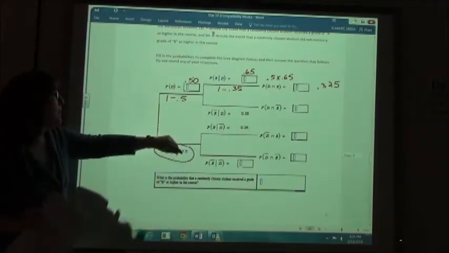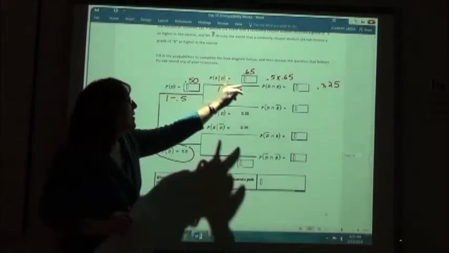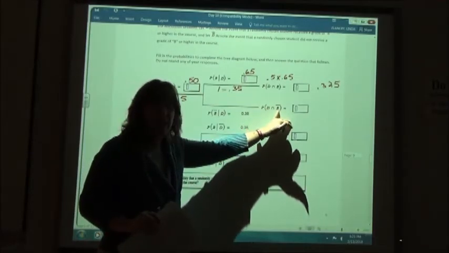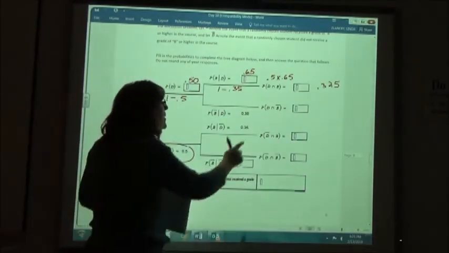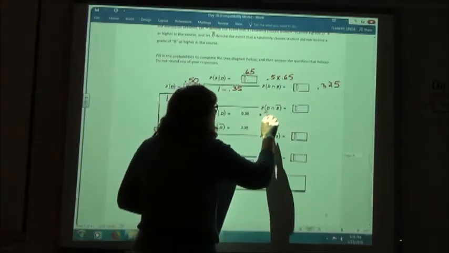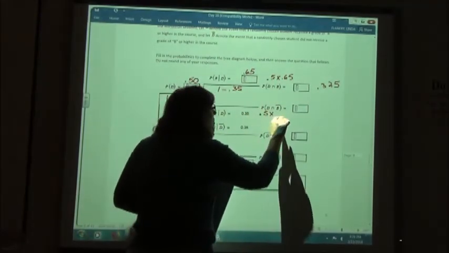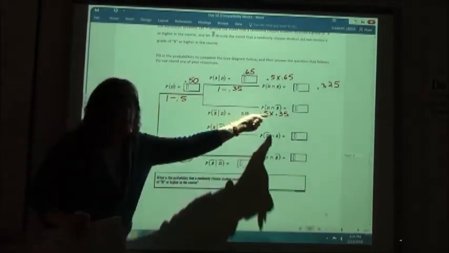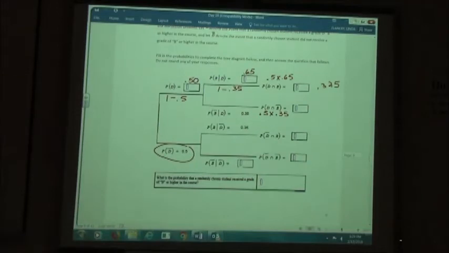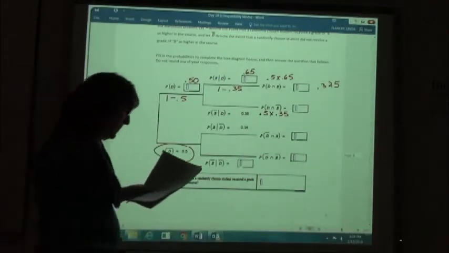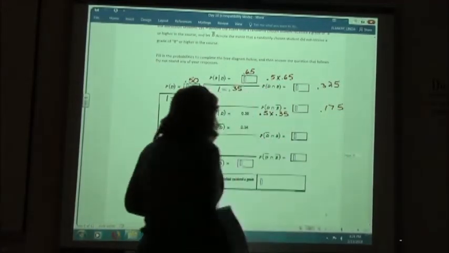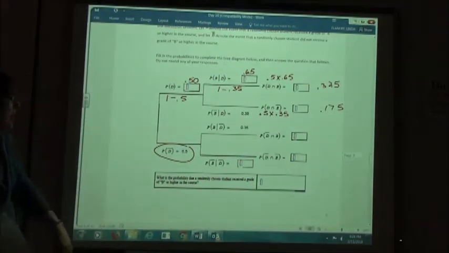The next row here, we want the probability of going to the discussions but not getting a B. So we said the probability of going to the discussions was 0.5, not getting a B was 0.35, just going across that one times that one, right? So 0.5 times 0.35 gives me 0.175. Okay? Now we're going to do the same thing on the bottom.